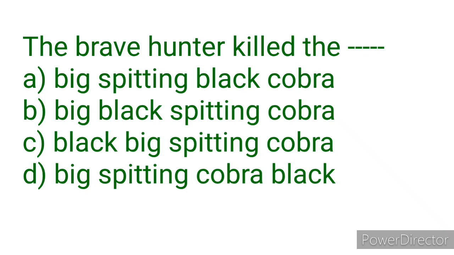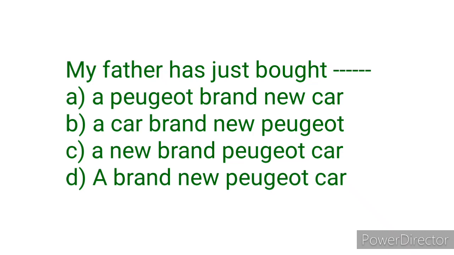Now let's look at another question from 2016. My father has just bought dash. Option A, a Peugeot brand new car. B, a car brand new Peugeot. C, a new brand Peugeot car. And D, a brand new Peugeot car.